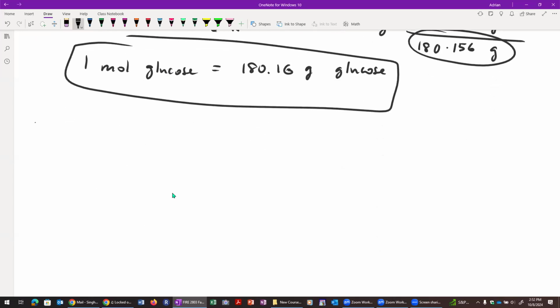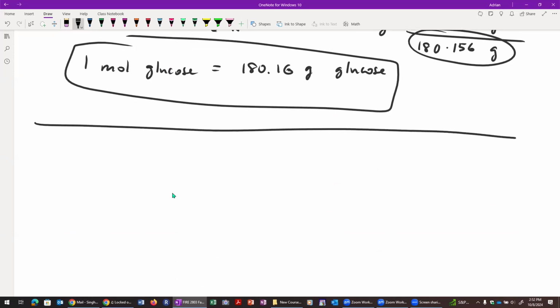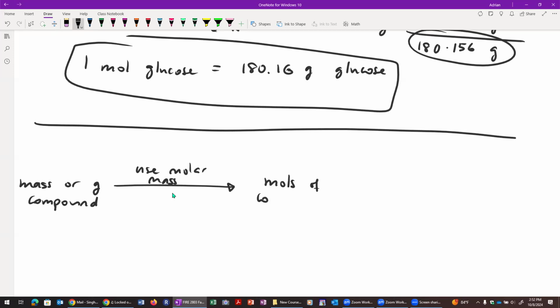So we can use that relationship like we did before. Let's back up a second. If I have grams of a compound, or mass, I can use the molar mass of that compound to convert it to moles of the compound.